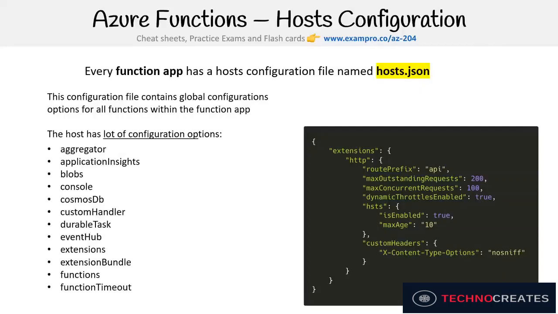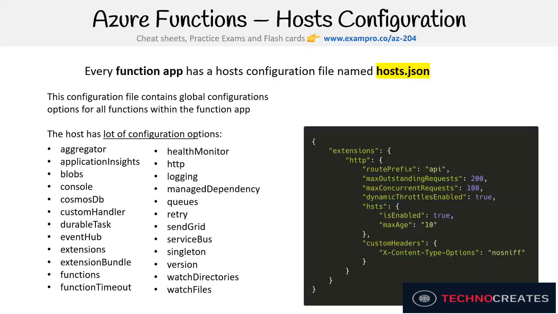So we can do aggregators, application insights, blob, console, Cosmos DB, extensions, and then HTTP, queues, retry, SendGrid, a whole host of things. And, not super important for the exam, but definitely in practice, you will be going to this file and configuring things as need be. But there you go.